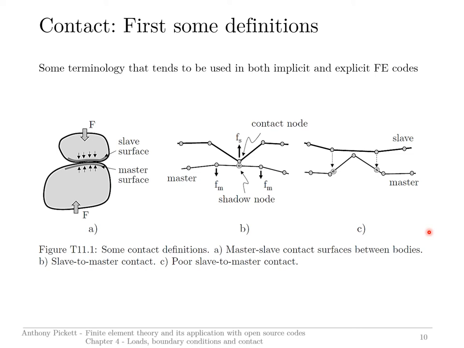So there is a double-sided contact where the treatment is done twice. First of all, you check all slave nodes on master surfaces and introduce forces to resist this penetration. And then you reverse the role and call this the slave nodes and this the master surface. And the checks will be done again. In that case, this contact will be identified. A shadow node will be in place here, or created here, and resistant forces will be imposed here, here, and on this one.